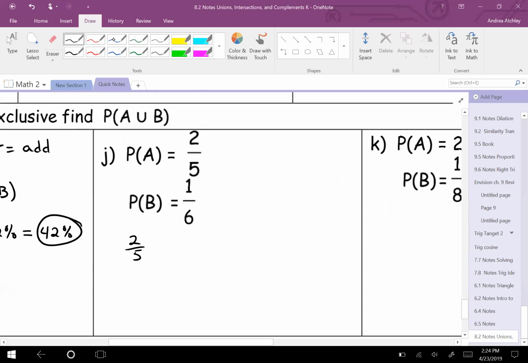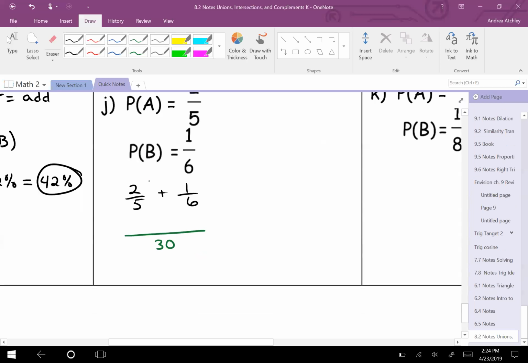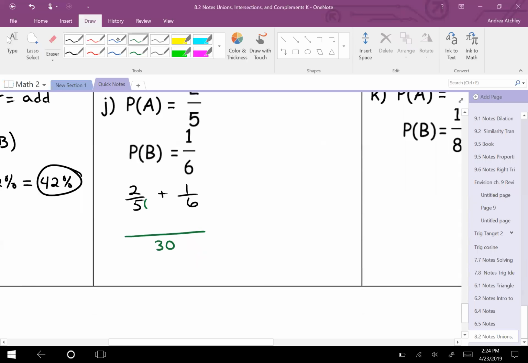2 over 5 plus 1 over 6. To add fractions, I need a common denominator. What is my common denominator here? 30. So for the 5, what did I need to multiply the 5 by? By 6. If I do it to the denominator, then I have to multiply the numerator also by 6. So that's going to give me 12 here.